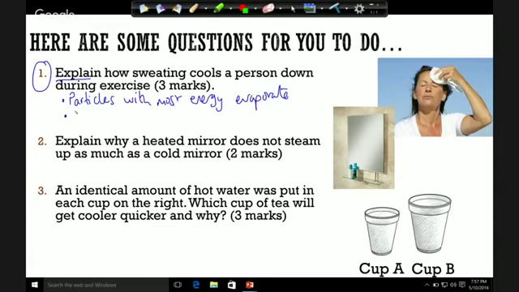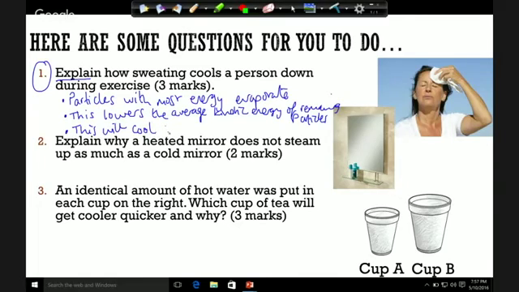And for the second mark, the idea that this lowers the average kinetic energy of the remaining particles, the remaining particles that are on the skin. And then for the third mark, just the idea that this will then cool the person down, as heat has been transferred. Okay, so the particles with the most energy evaporate and leave the skin, and this lowers the average kinetic energy of the remaining particles, which will cool the person down.